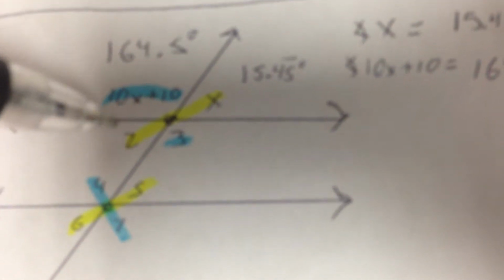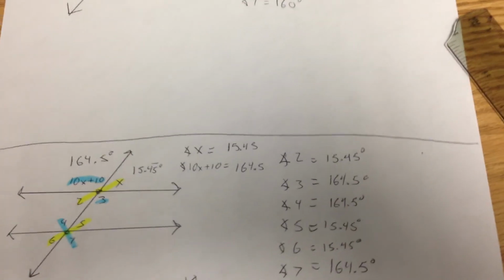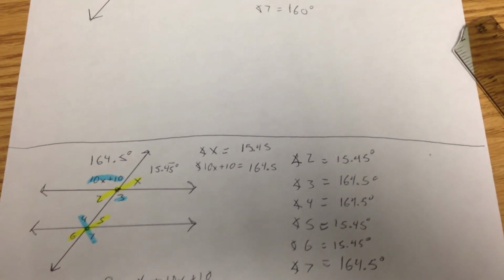We know that the corresponding angle 4 is equal, 164.5. And we know that the vertical angle of that, 7, is also equal. So that's all you really have to do when you're trying to figure out the angles in one of these problems. I've got a couple others that we could go over if anybody needs any help with anything.